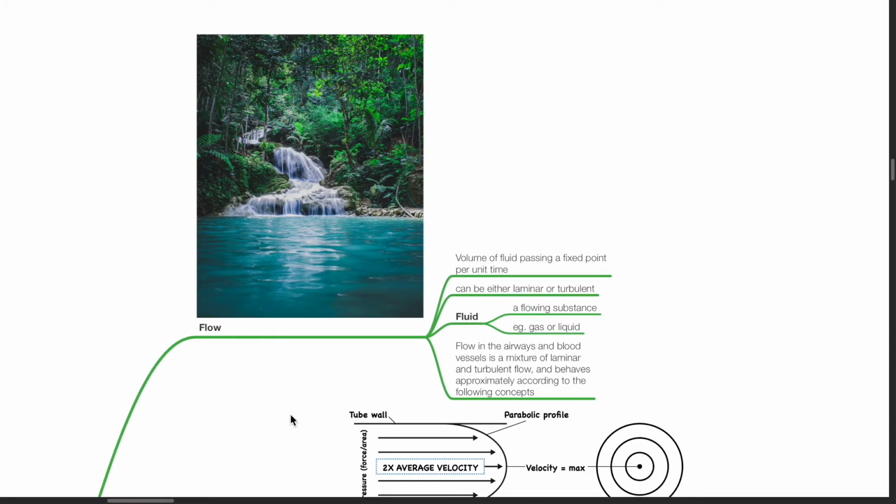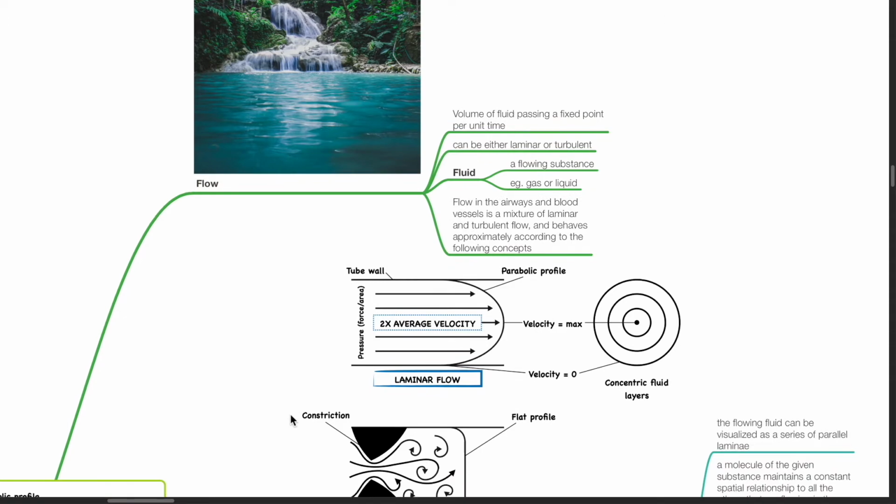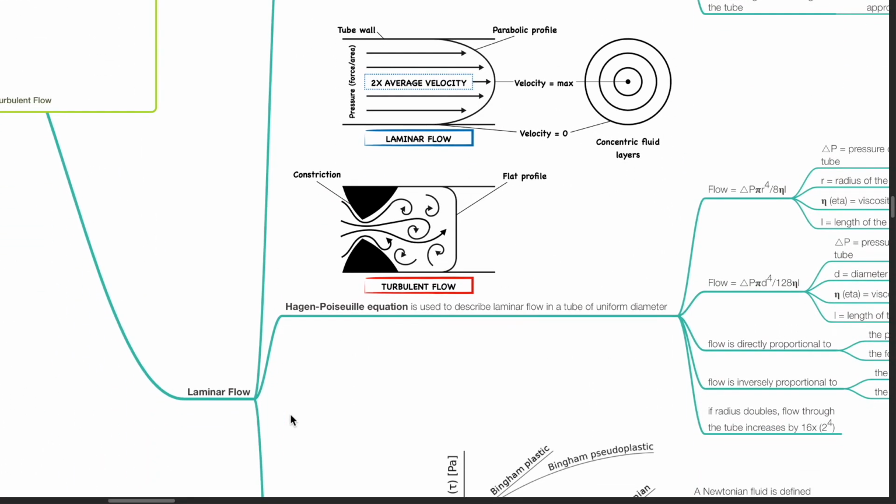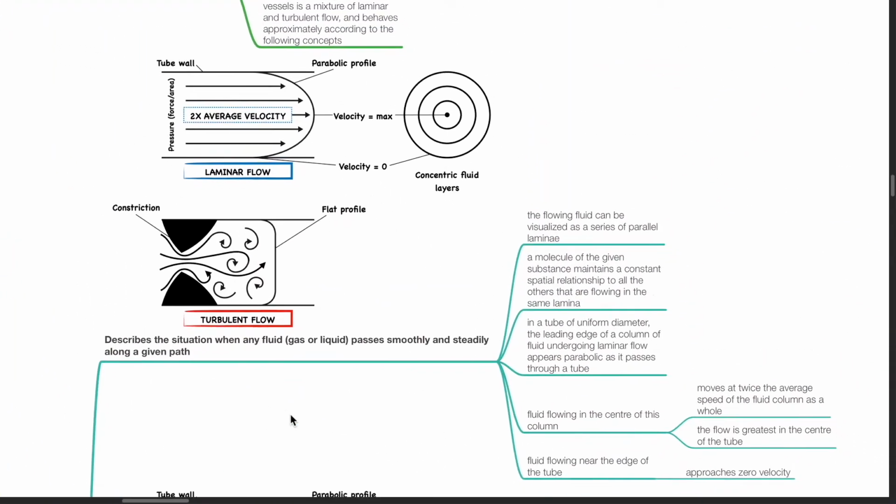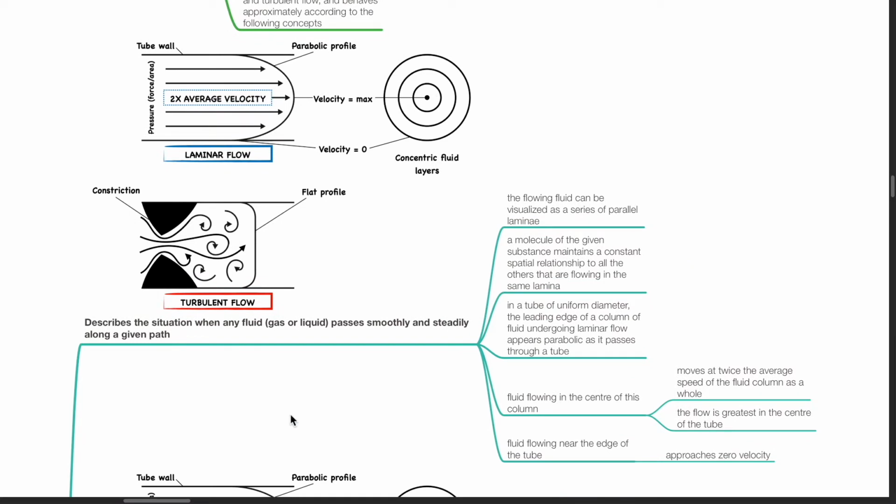Flow in the airways and blood vessels is a mixture of laminar and turbulent flow and behaves approximately according to the following concepts. Laminar flow. Laminar flow describes the situation when any fluid passes smoothly and steadily along a given path. The flowing fluid can be visualized as a series of parallel laminae. A molecule of a given substance maintains a constant spatial relationship to all the others that are flowing in the same lamina.